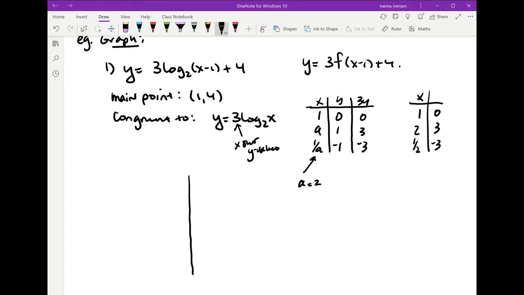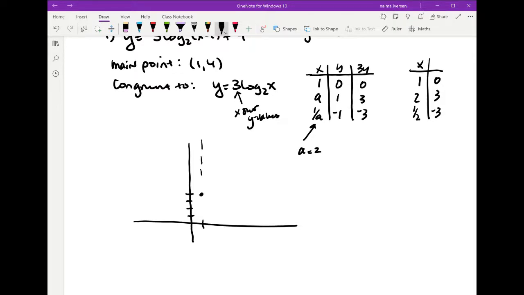So through our main point, which is going to be at 1, 4, you've got yourself this. There is a vertical asymptote line, just like we had a horizontal asymptote line before. Our vertical asymptote line is at x equals 1. Then we're going to go from the main point, right 1 up and down 0. So right 1 up and down 0 is going to be my first point right here, which is going to be at 2, 4.